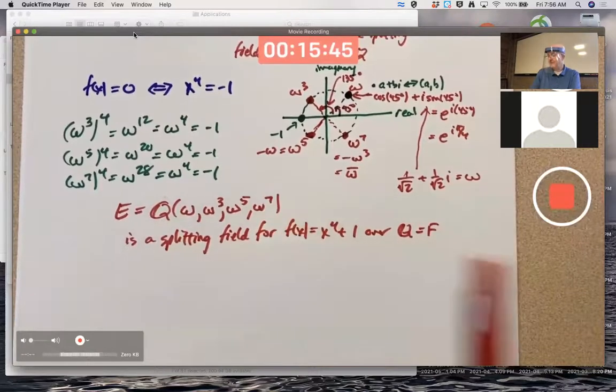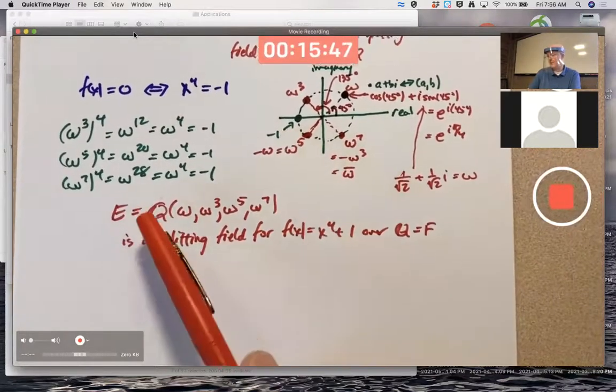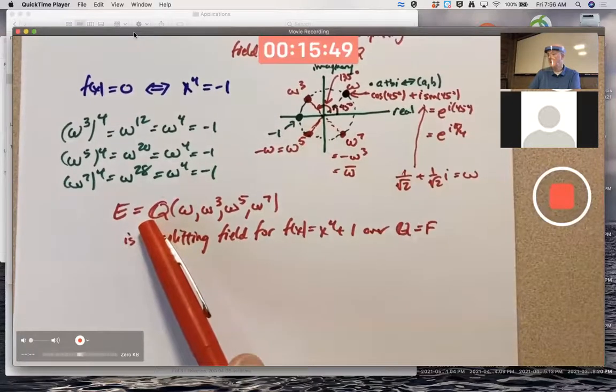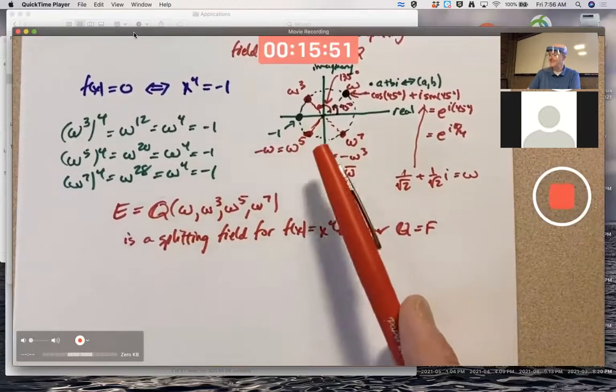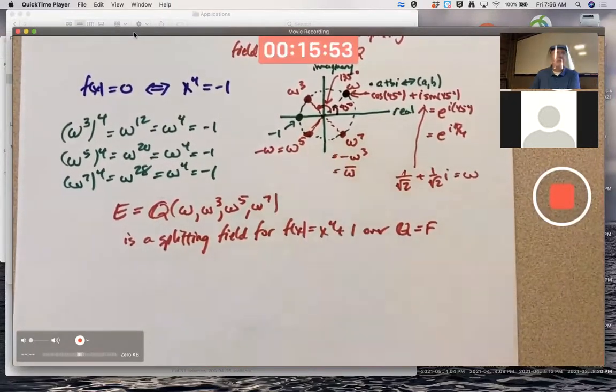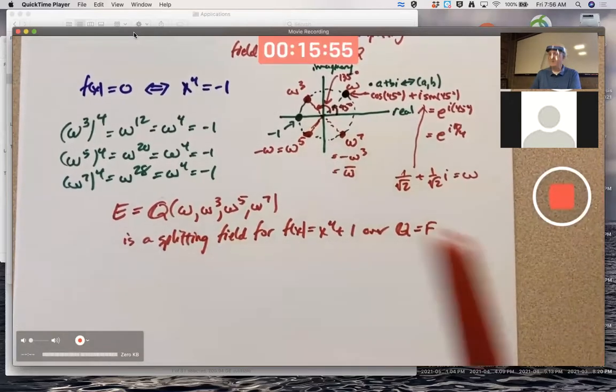Omega to the 4th has to be in here. Well, that's -1, you already know, and -1 is already a rational number. Omega to the 6th has to be in here. That's -i, that's in there. It's also closed under addition.